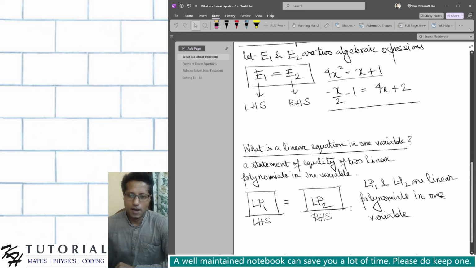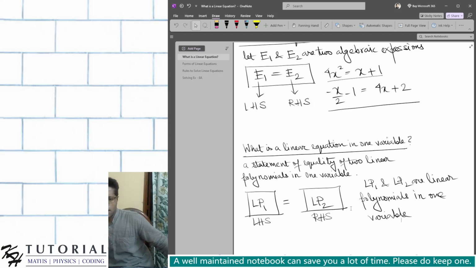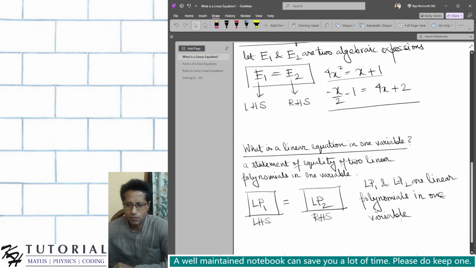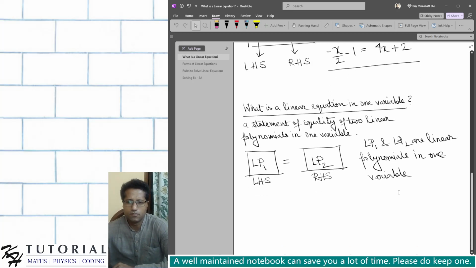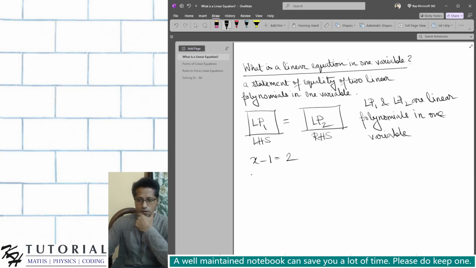So if an equation has both the LHS and RHS as linear polynomials in a single variable, then that kind of equation is known as a linear equation in one variable. Now, the examples are like x minus 1 equals 2. This is an example where the left hand side, the LHS, is a linear polynomial.